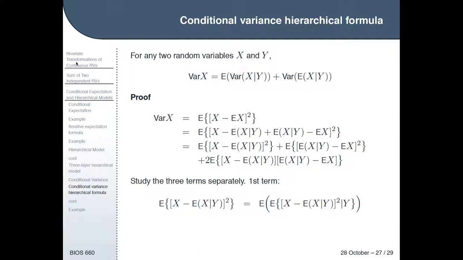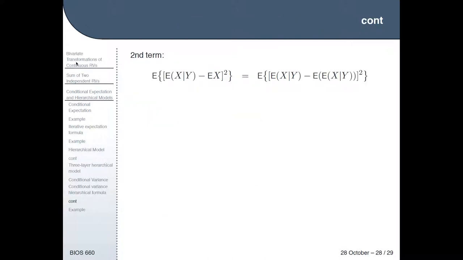So, first piece, the expected value of (X minus E[X given Y]) squared. Well, using the iterative expectations formula, we can write that as E of the whole thing given Y, which is just the very definition of the expected value of the variance of X given Y. So we've now proved the first piece of this expression.